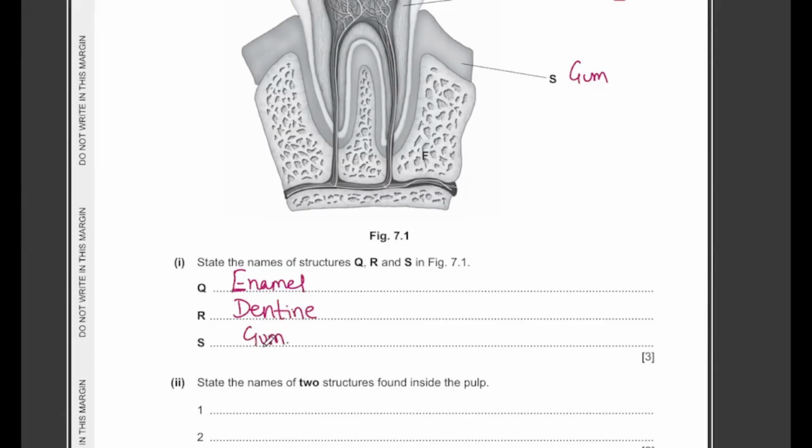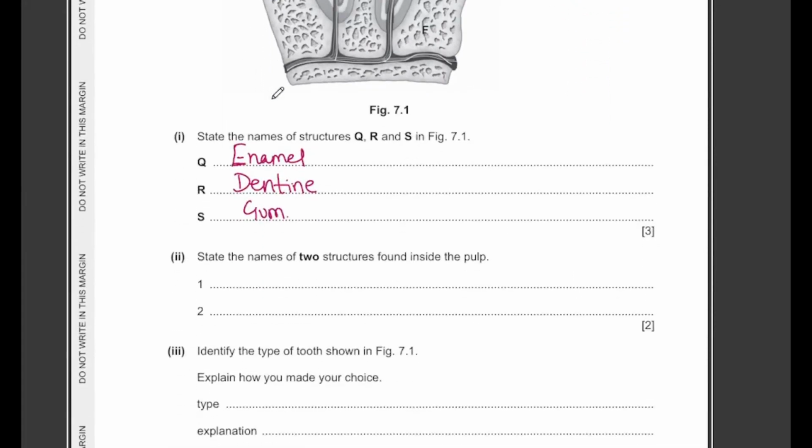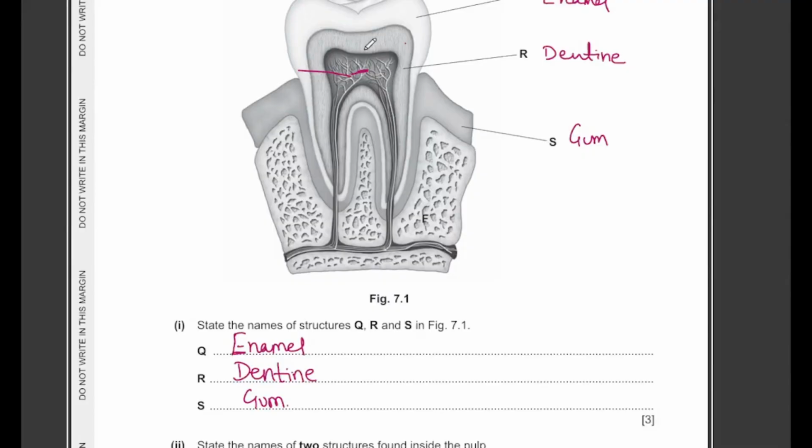State the name of 2 structures found inside the pulp. What is present inside the pulp area? This one, the pulp area, you can see. What is there inside the pulp? We have neurons or nerves, as well as blood vessels. This will be there. That was a connectivity, right? This was the pulp area where we have the blood vessels as well as the nerves.